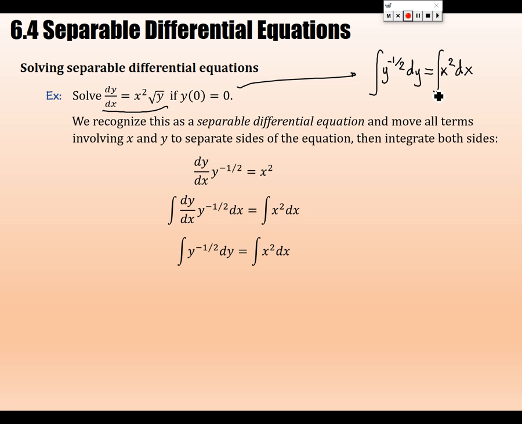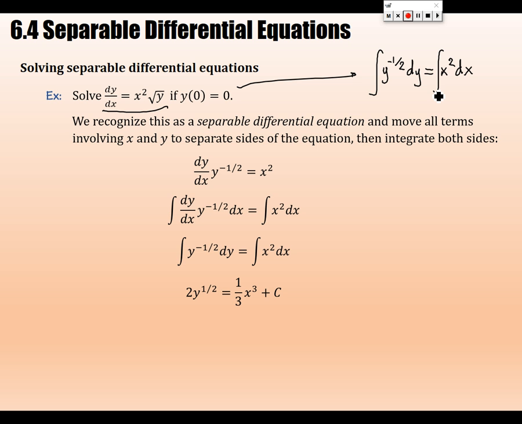Just do them. What's the antiderivative of y to the negative 1/2 with respect to y? Well, of course, it's y to the 1/2 times, what do we need there? Yeah, times the 2. And then on the right, we have 1/3 x cubed. And of course, don't forget the constant of integration.